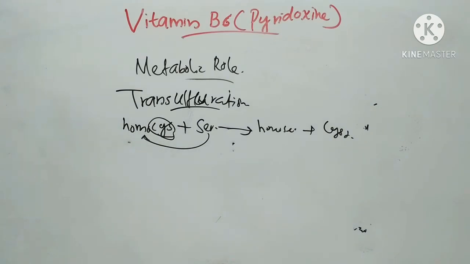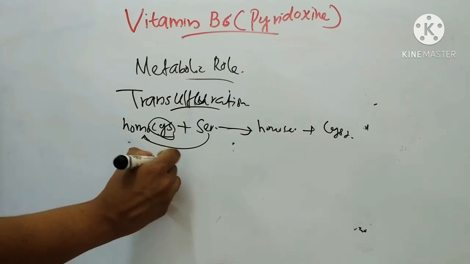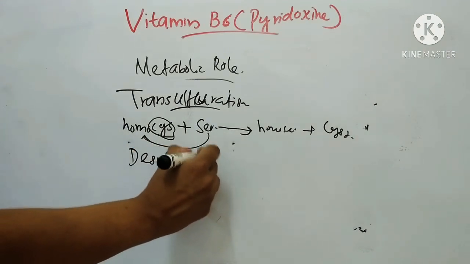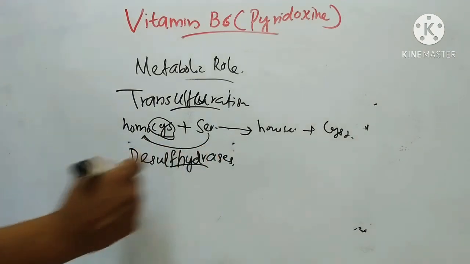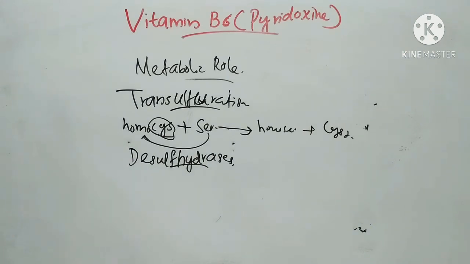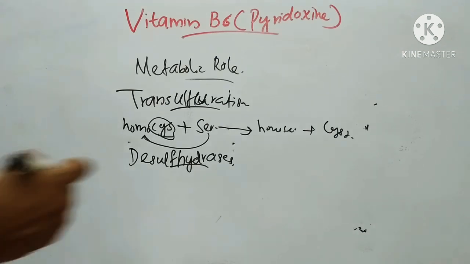Next one is as coenzyme for desulfhydrases. It catalyzes non-oxidative deamination of cysteine, in which hydrogen sulfide is liberated. That is desulfhydrases.